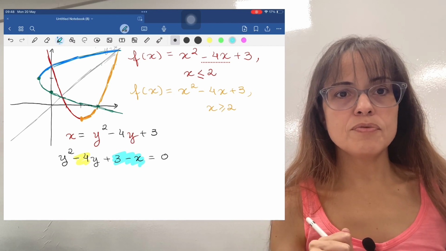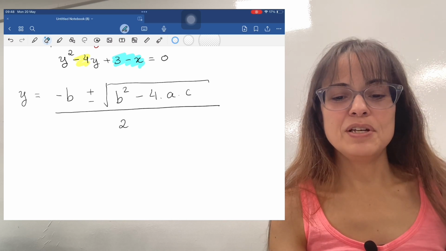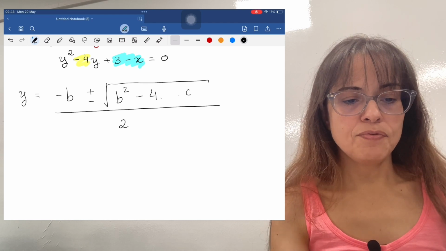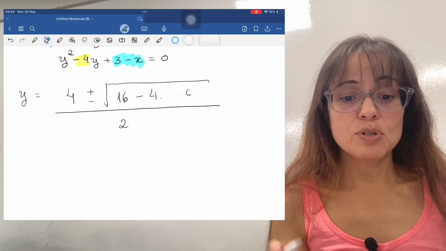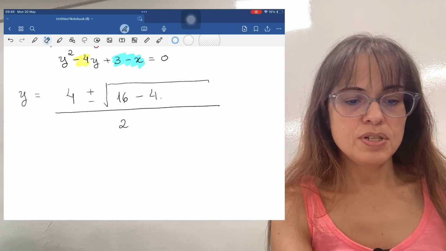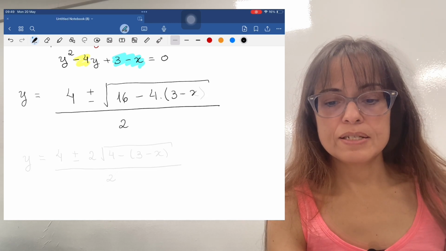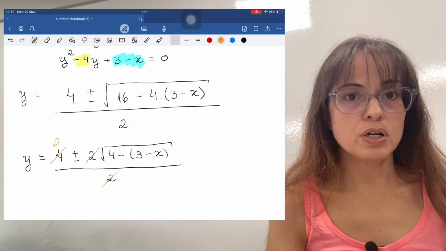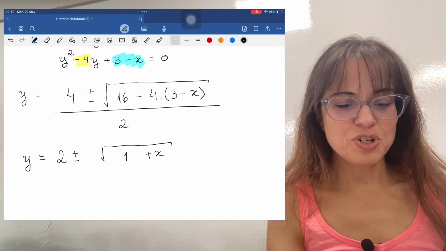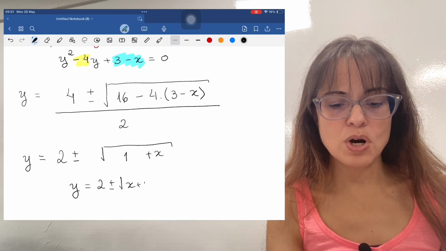So let's plug all of that into the quadratic formula. A is 1, so it doesn't need to be here and it doesn't need to be there. Now b is negative 4. The part that people can get confused about is the c, because the c is 3 minus x. So this thing that was reading 4c is now going to read 4 times 3 minus x. This one's going to disappear. This one's going to become a 2. And 4 minus 3 is 1. So that's my final answer. Let me just write it down prettier here. 2 plus or minus the square root of x plus 1.